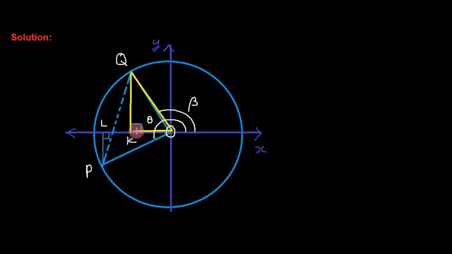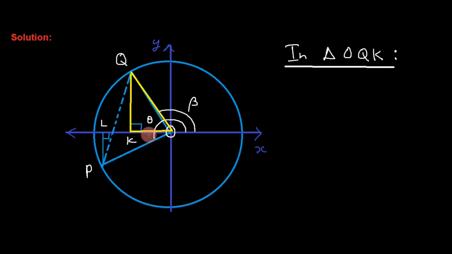So inside this triangle. Of course, this is a right angled triangle. So we want to work inside triangle OQK. Now, important to note that we are interested in the coordinates at Q. And OK gives the x coordinate at Q, while QK gives the y coordinate at Q.